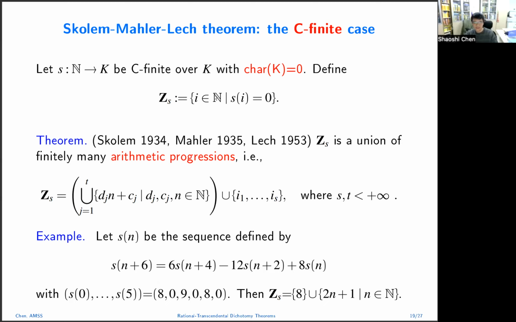It says that this zero set is actually a finite union of arithmetic progressions, which means it's very structured. The zeros will not appear very randomly after finitely many steps. For instance, for this sixth order recurrence, a linear recurrence with constant coefficients, given these initial values, you can show that the zero set is this single set, 8, and these other numbers. So this holds in general.